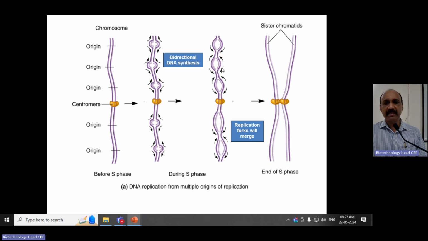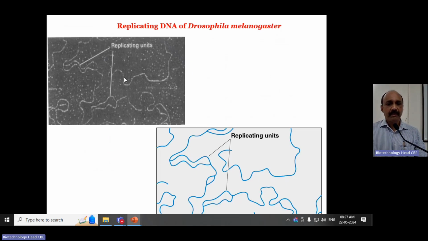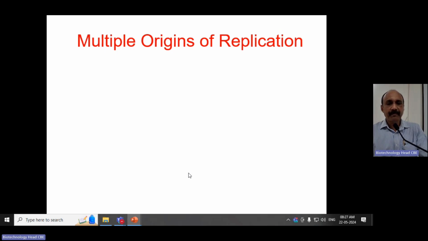When these two separate, this forms the two separate chromatids, signaling the end of S phase of replication. So this will be the actual picture, where we can have multiple replication units in a single chromosome. You can have multiple replication units in each of those chromosomes, which then extend and join together.